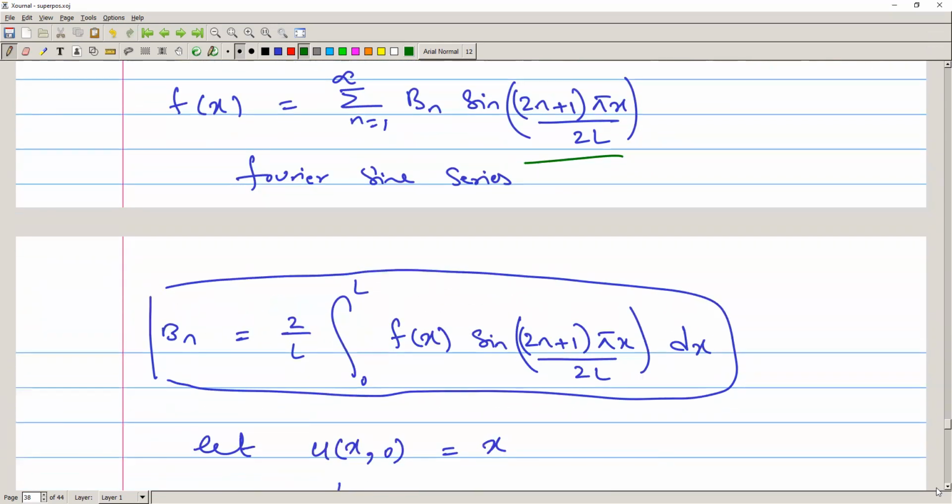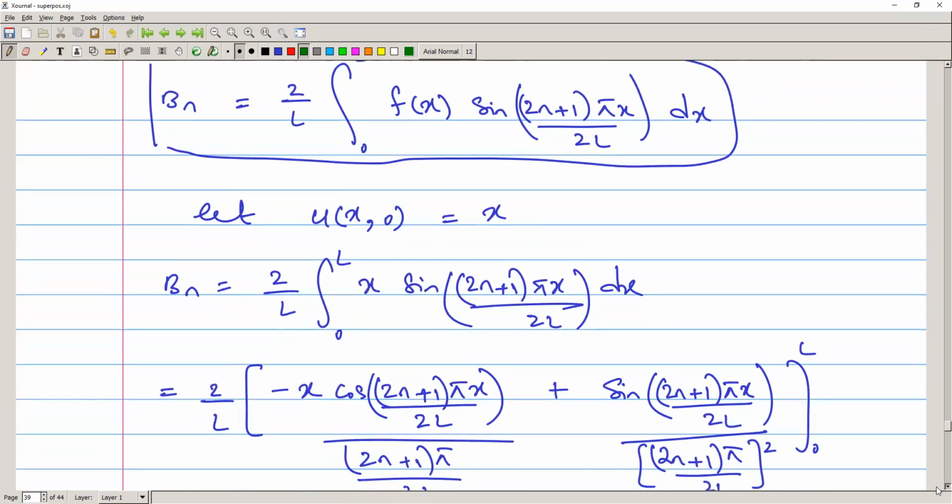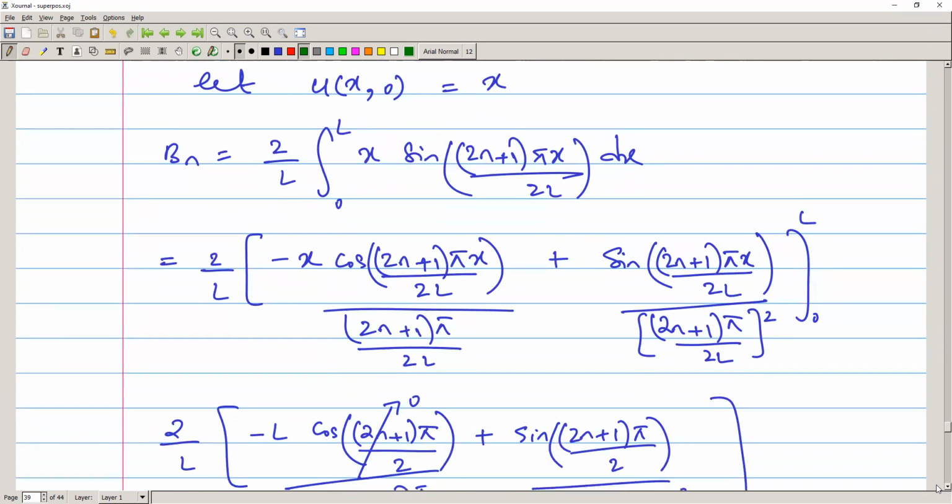So now we will generate a Fourier series, and we know that bn will be given by 2 over L integral 0 to L f of x sine of (2n plus 1) pi x over 2L dx, right? Now we are assuming that u of x comma 0 is equal to x. So we'll solve for it.